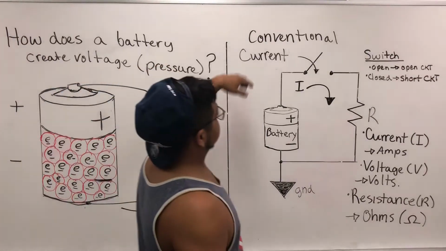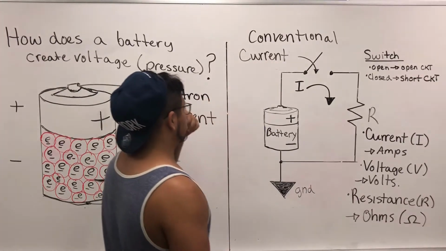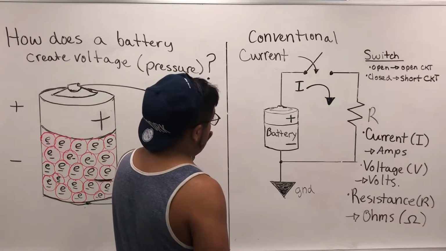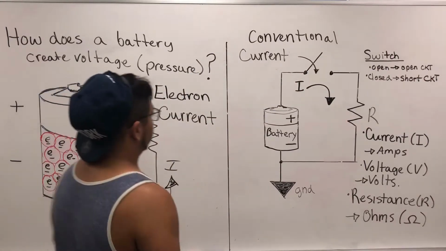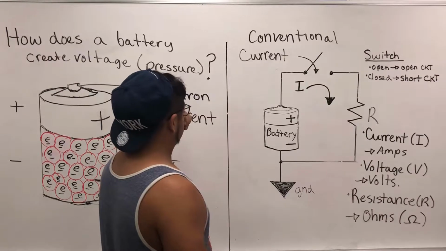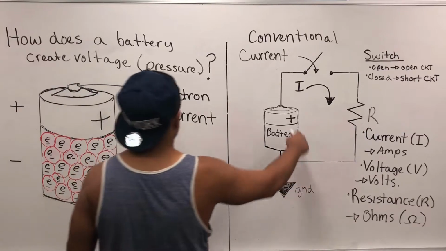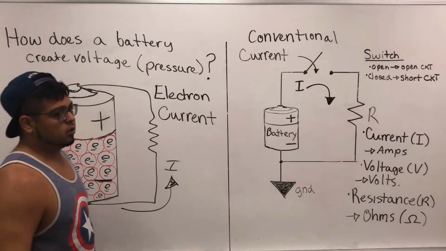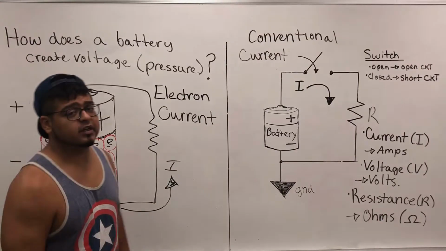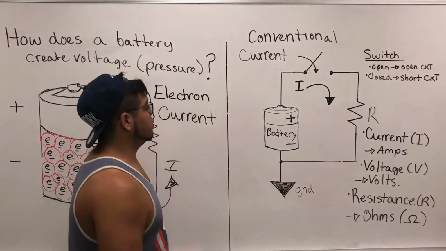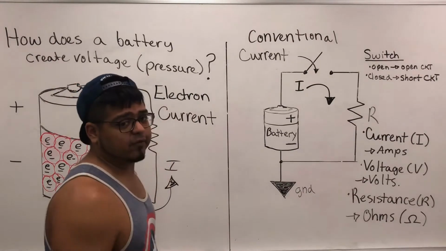And over here, conventional current is something that you will see in every textbook. So every schematic, every problem that you will ever see will show you current direction as conventional current. So going the opposite direction. It is really important to understand the difference between these two types of current, just because they are both still used today.